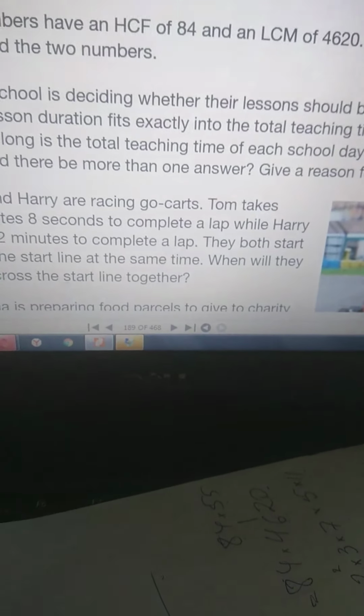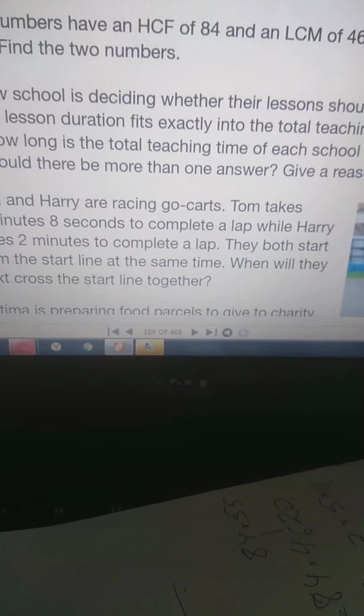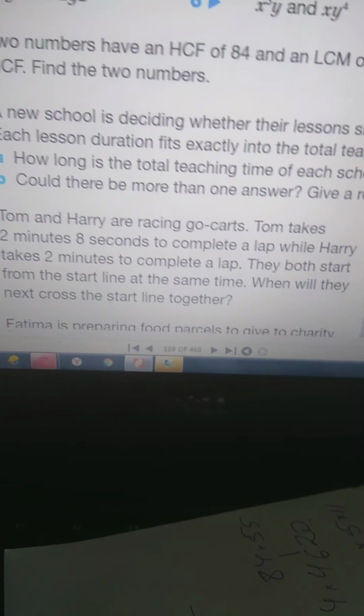So if you see this type of question, guys, you need to know that you should find the LCM of these numbers. So how can we find the LCM of these numbers? 128 divided by 2, 64 times. Or guys, you can find it like that.